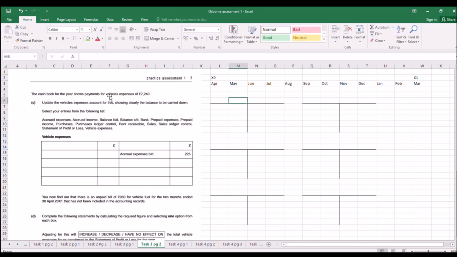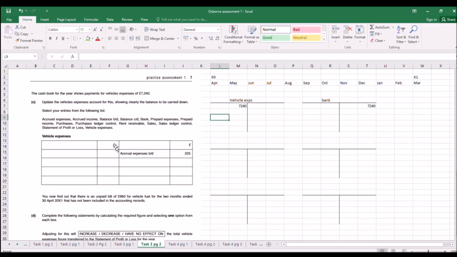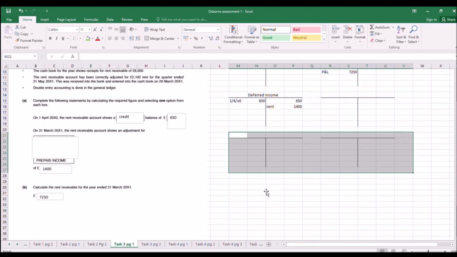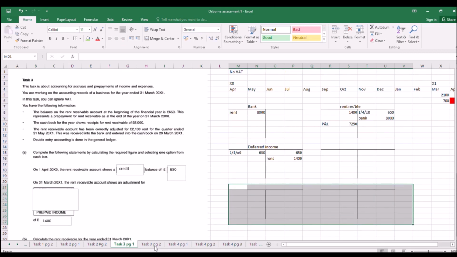Cash book for the year shows payments for vehicle expenses of 7,200. They came from the bank. So we paid out 7,240, and we've got our 7,240 in vehicle expenses in here. Update the accounts for this and clear the balance we carried down. Select from your options. Got some more narrative. Let's see where we're going here. That's 3.